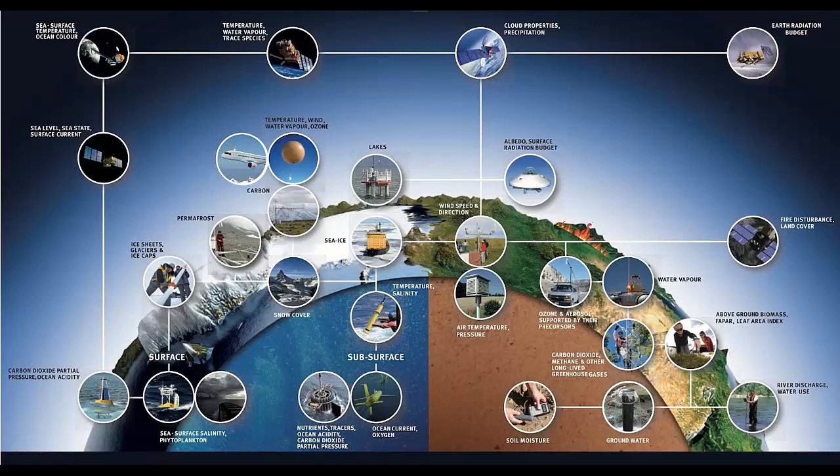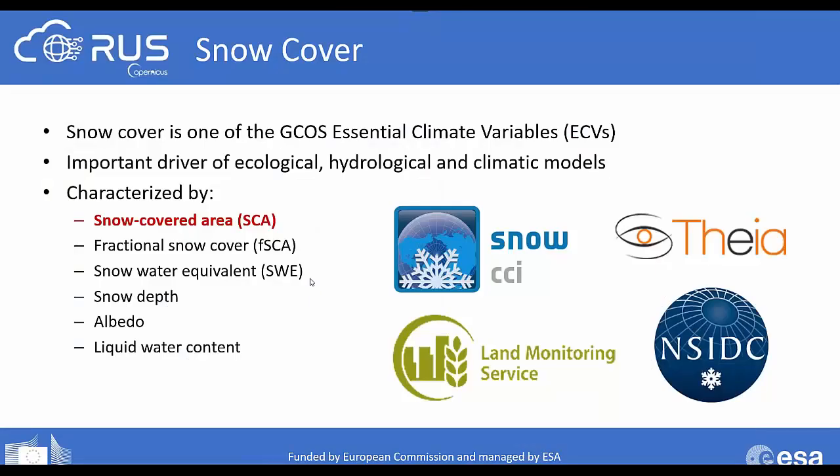They are required to support the work of the UNFCCC and the IPCC, and they have been defined by the Global Climate Observing System, as I've already mentioned, and at the moment there are approximately 54 variables or groups that have been defined. And if you look closely, of course, you can see the snow cover right here. So, okay, it is an essential climate variable.